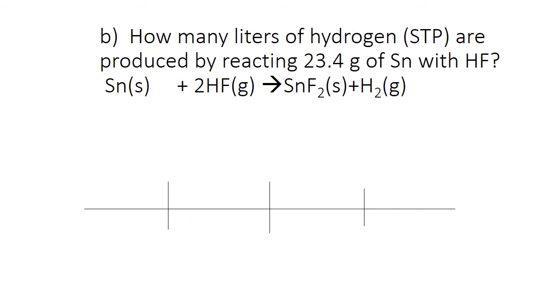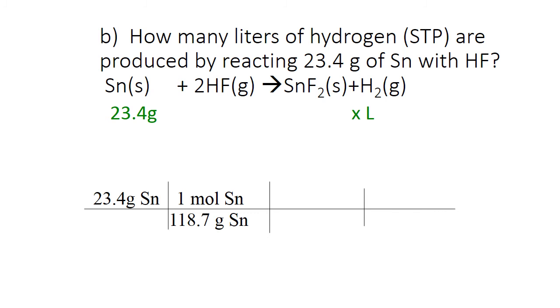Part B. How many liters of hydrogen gas at STP, standard temperature and pressure, are produced by reacting 23.4 grams of tin with hydrofluoric acid? So we have our balanced equation. So that means we're going from grams of tin to liters of hydrogen. So we start with our grams of tin, that's what's given. We're always going to convert grams to moles. Whatever we're given, we're going to convert it to moles. So to get moles of tin, in 1 mole of tin we have 118.7 grams.